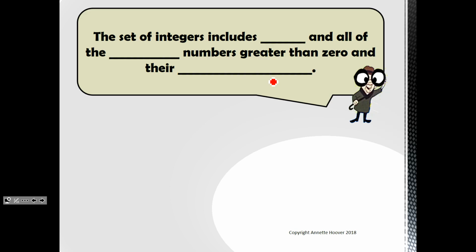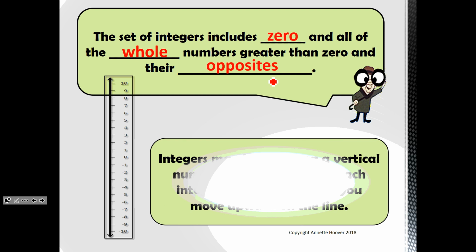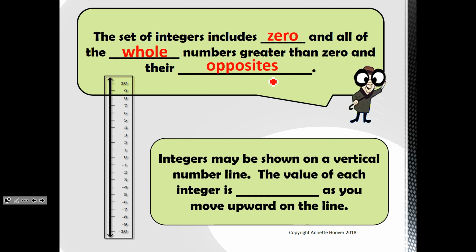A set of integers, what does that include? It includes zero and all the whole numbers greater than zero and their opposites. So what does that look like? You can look at a number line of integers here on the screen.